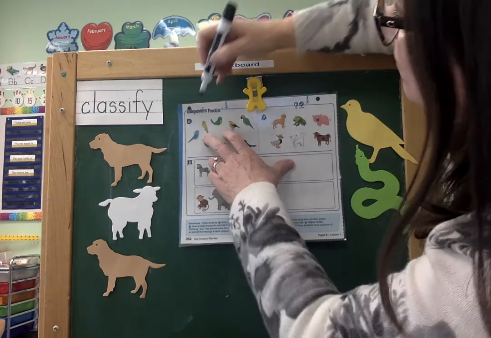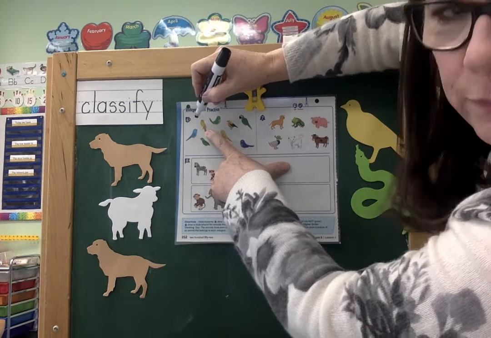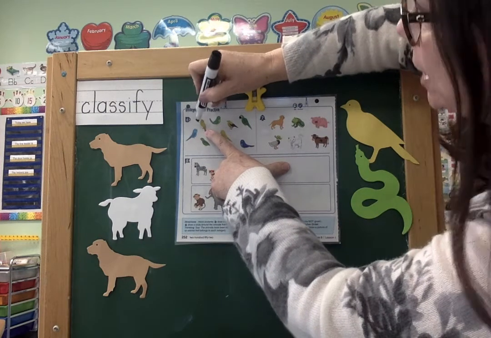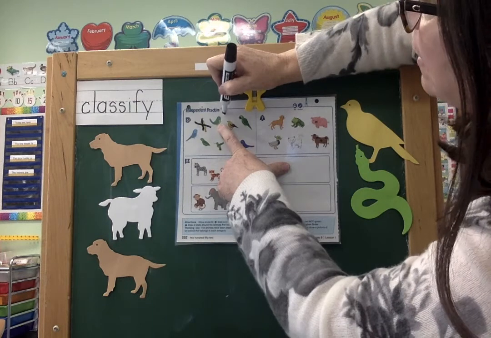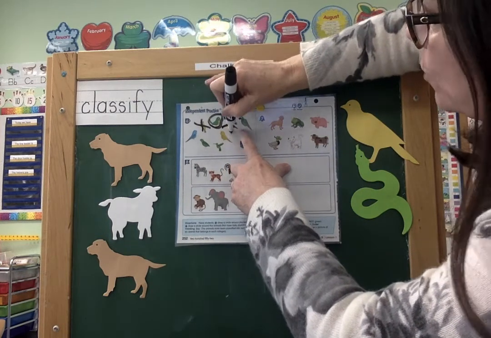So let's go across the top row as best we can. They're sort of spread out. Let's start with this yellow one. Well, we know it's not green because I just said it's yellow. So we're going to put an X on that one. Our next one is green. We'll circle it. This one is yellow and black, not green.